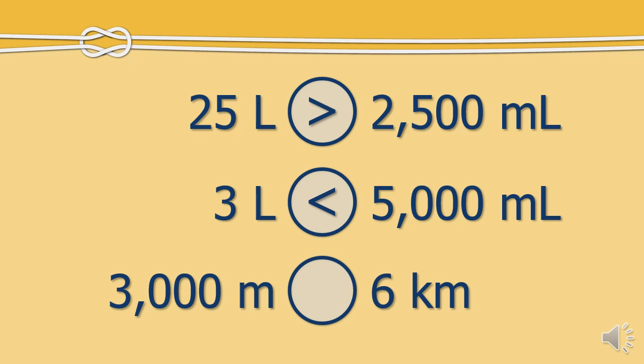And here we have miles to kilometers. And remember, 1 kilometer is 1,000 meters. So 6 kilometers multiplied by 1,000 is 6,000 meters. 3,000 meters is less than 6,000 meters, or 6 kilometers.